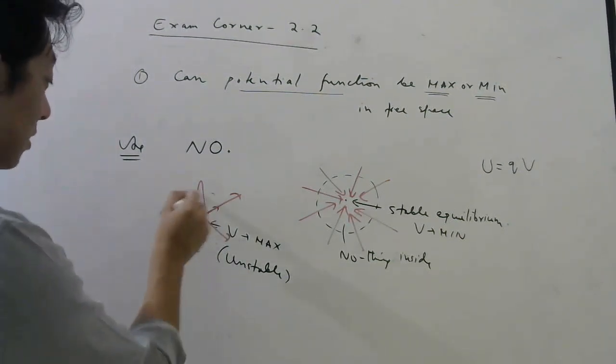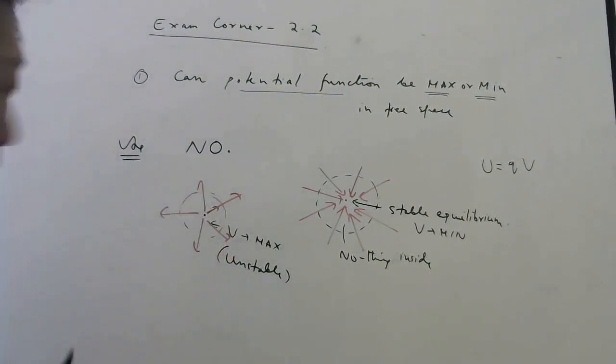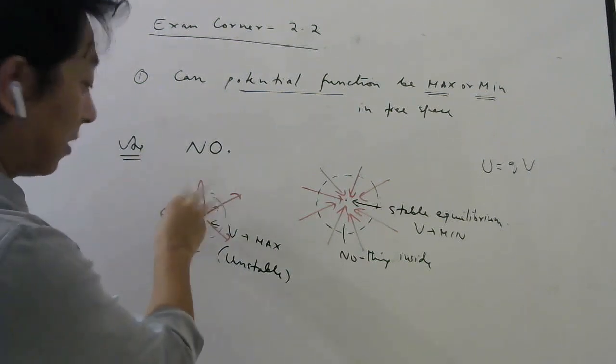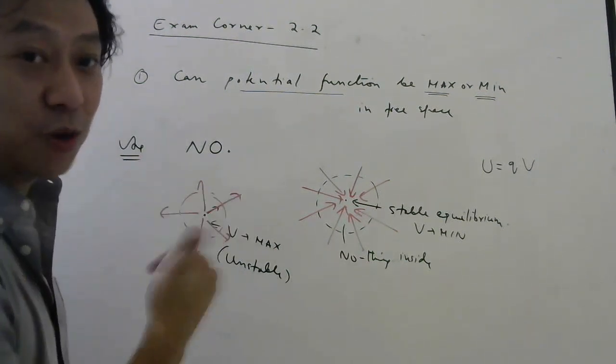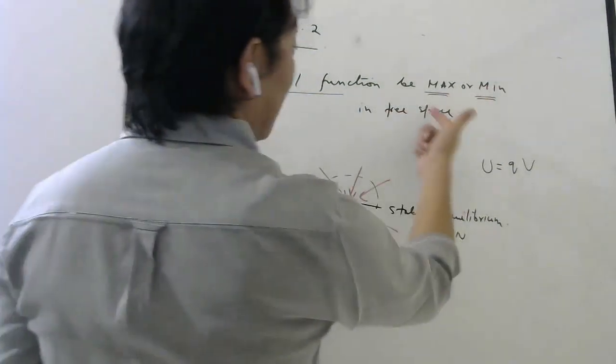That means if you draw a surface here, there has to be some charge inside, no? Because there is a flux coming out. So there should be charge inside. But how will there be any source charge? Because there is free space here.